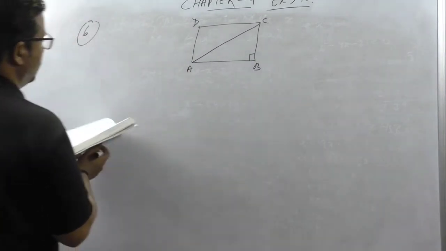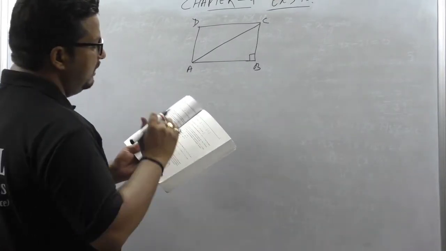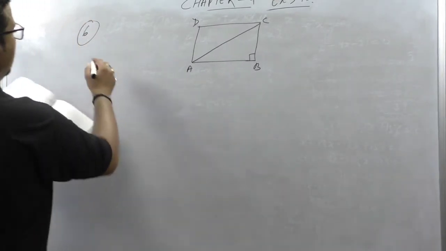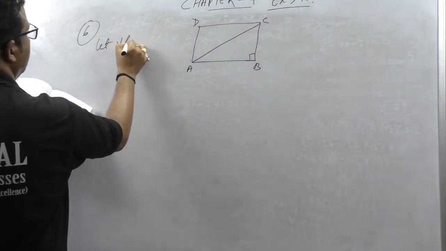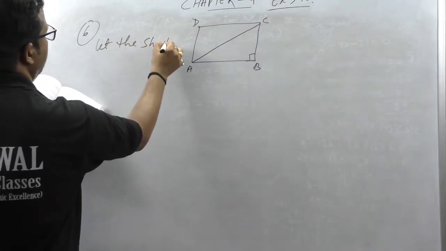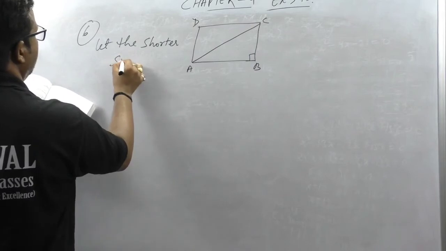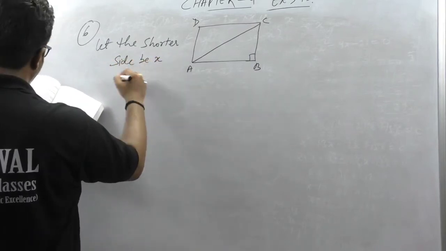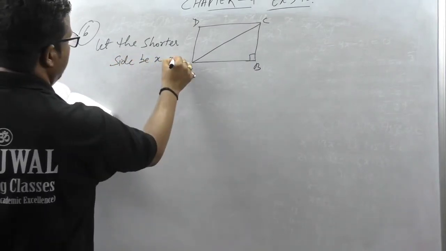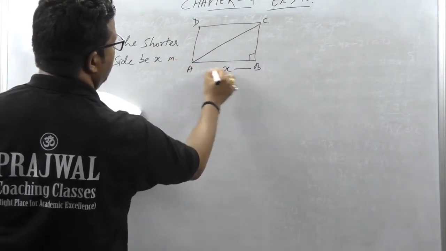तो आपको let करना पड़ेगा shorter side, because shorter side क्यों हमें लेना पड़ेगा? दोनों चीज़ का compare वो shorter side से कर रहे हैं, तो हम ले लेते हैं let the shorter side be x. हमने ले लिया, हमारी जो shorter side है मान लिया x मीटर है, तो आपने मान लिया shorter side आपकी ये ले लिया आपने x.